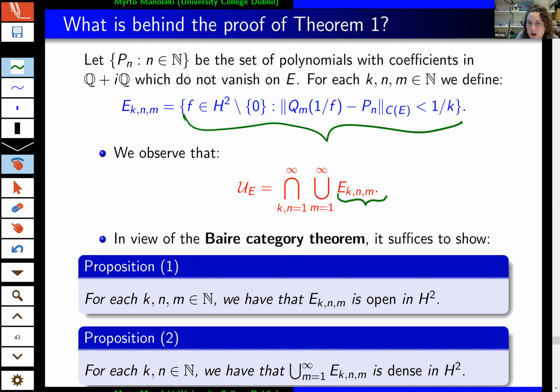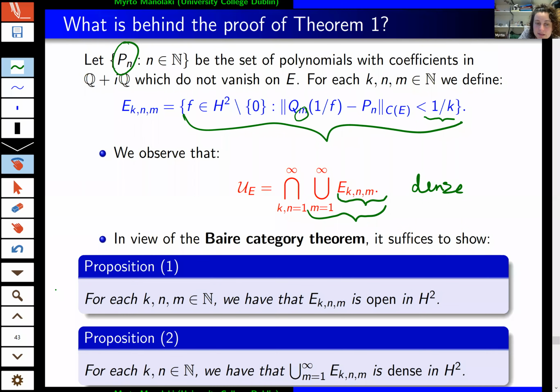And they approximate it by a fixed constant. So if we prove that this set is open in H2, and we prove that the union is dense in H2, we have a countable intersection of open dense sets, and Baire's category theorem automatically gives you that this is going to be dense. So that was the whole philosophy. And what is behind this proof?